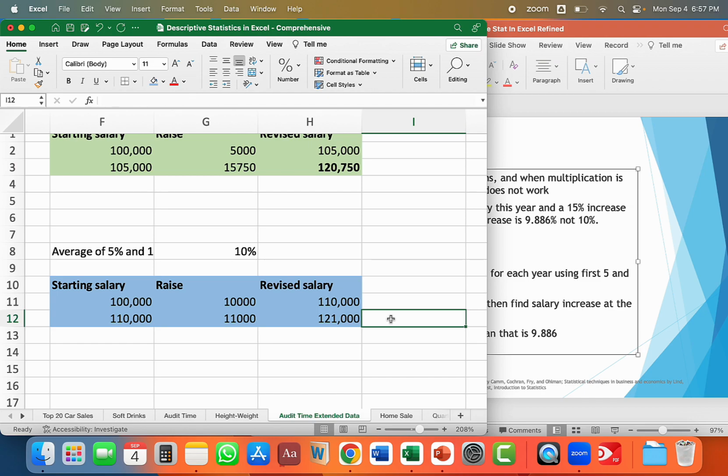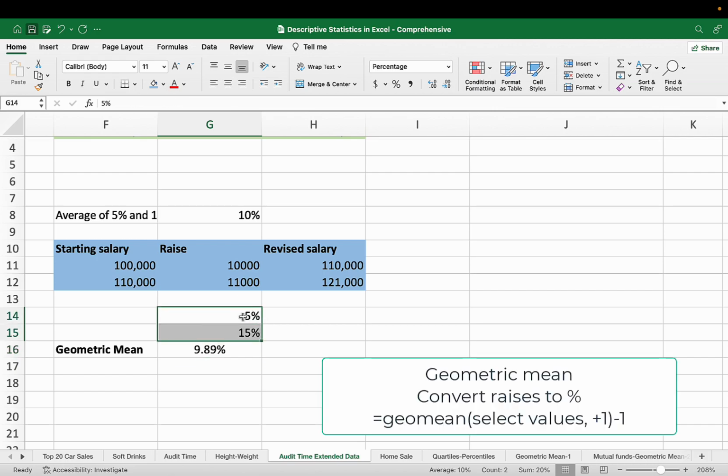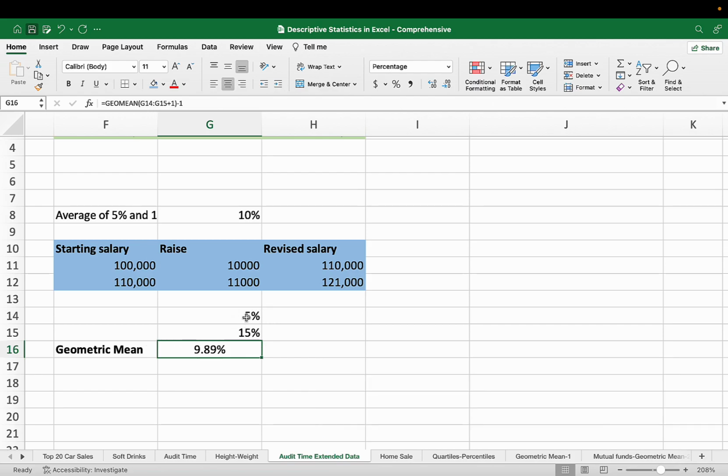In order to address this limitation, we can use the geometric mean. And for the geometric mean, I will do it here. Now this is how we get the geometric mean. You start with 5 and 15 percent, and make sure they are converted into percentages. And this is how I will click here. I will use this formula that gives us the geometric mean, that's 9.89%. So it says that the geometric mean will be 9.89%.